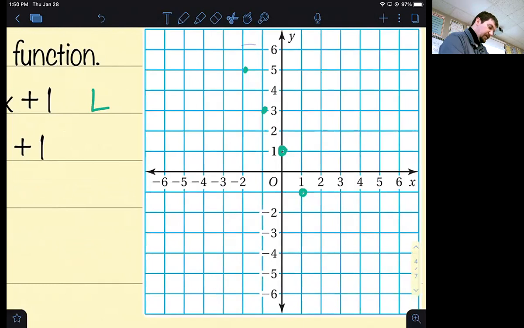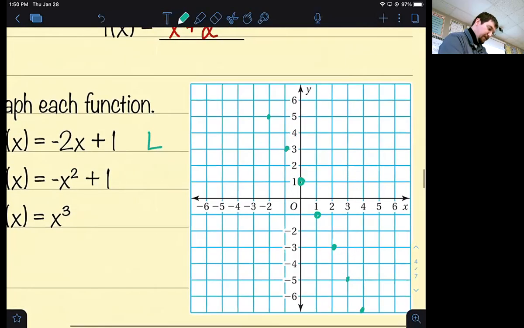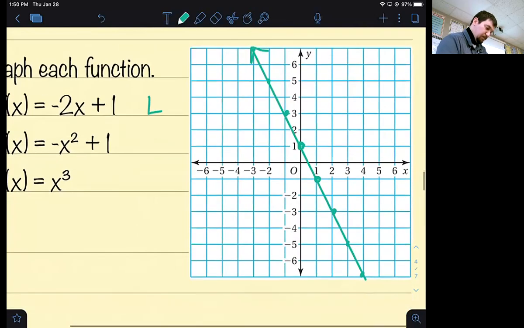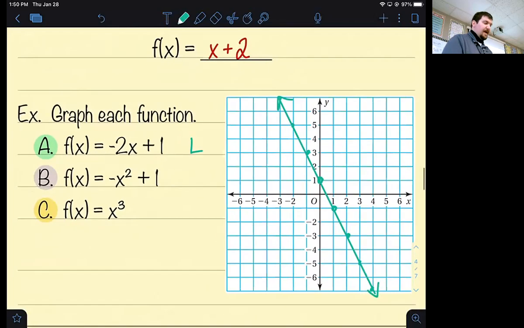I like graphing lines. Did this in our systems of equations chapter, did it in the chapter before that. This is my linear function of y, or f of x, equals negative 2x plus 1. Okay, so that's that function. It's linear. How about the next one? Is it going to be linear? No, because it's got x squared.